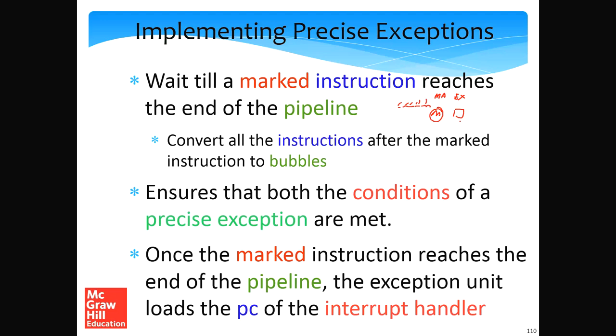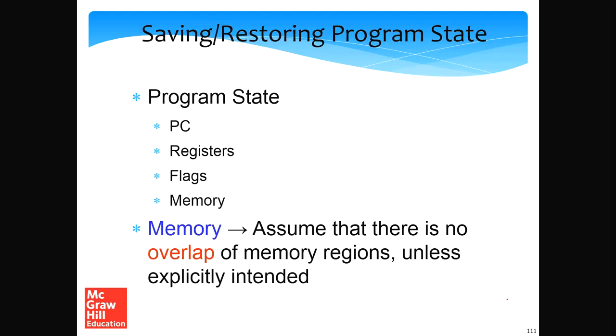So once the marked instruction reaches the end of the pipeline, the exception unit will load the PC of the interrupt handler. The exception unit is a special additional unit that we are adding. Alright, so as I said, the state of a program is its program counter, the set of all the 16 simple RISC registers, the flags register, and memory.